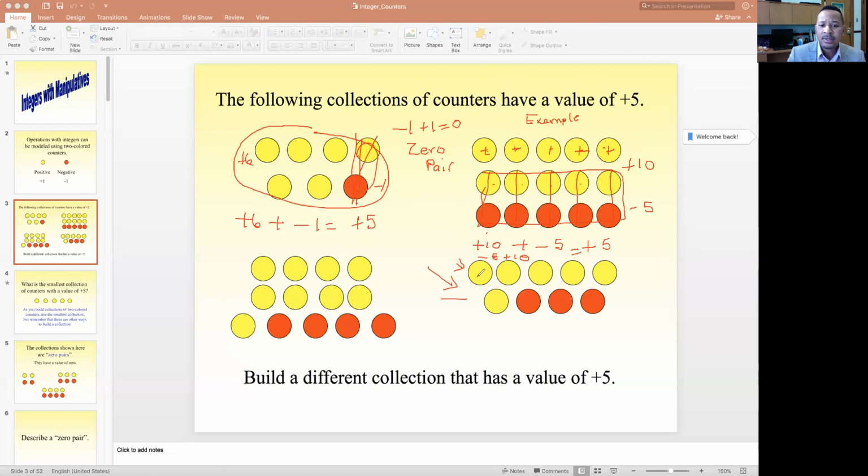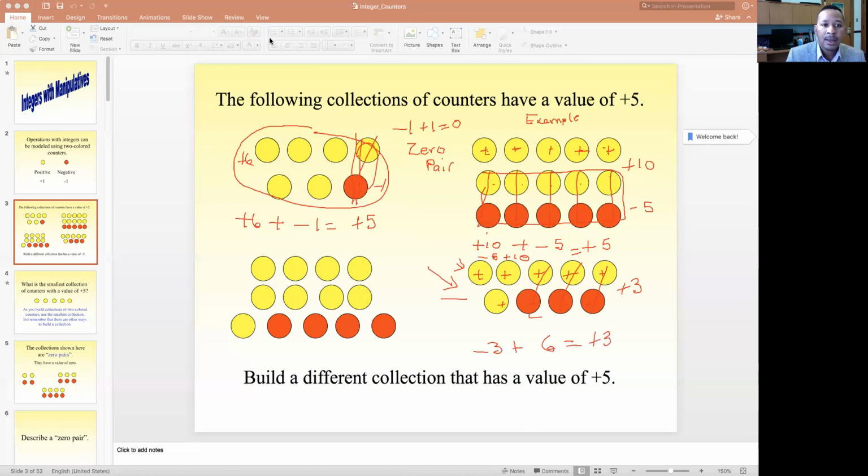So let's see. We have positive 1, 2, 3, 4, 5, 6. We have 6 positive counters, 6 yellow counters, and we have 3 reds. 1, 2, 3. We create our zero pairs. 1, 2, 3. We end up with positive 3. So the number sentence here that we could write to represent the addends and the sum would be negative 3 plus 6, which would equal positive 3.